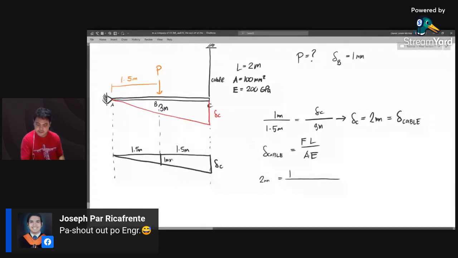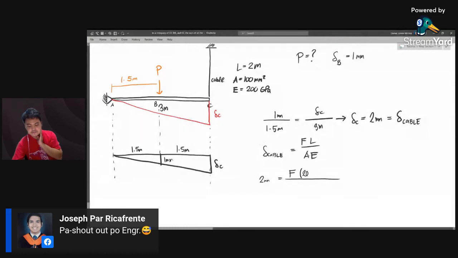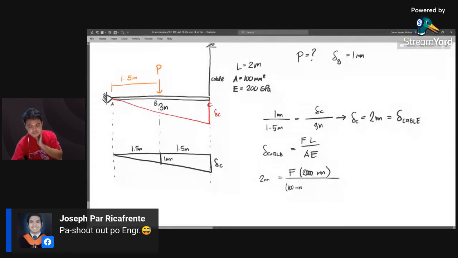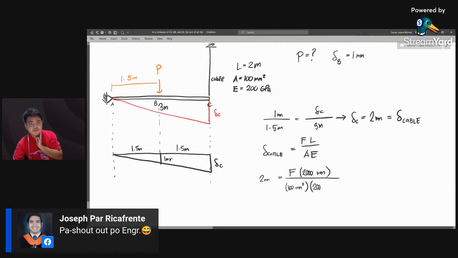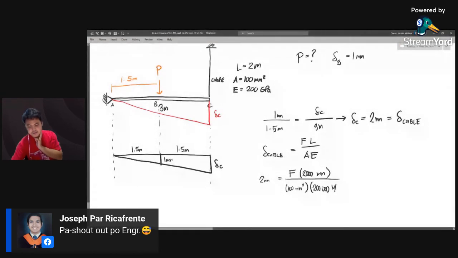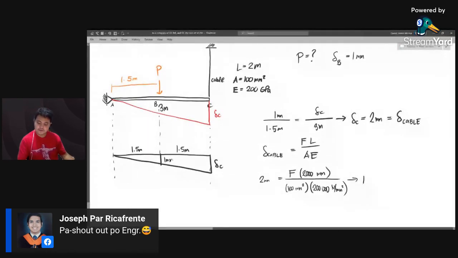We have the force in the cable, F, times the length of the cable, 2 meters, no? So gawin natin 2,000 millimeters. Convert lang natin. Then the area is 100 square millimeter. Then our modulus of elasticity na 200 GPa, pero we need to convert that into megapascal para Newton per square millimeter. 200,000 Newton per square millimeter, kasi gigapascal. Okay, we can solve for the value of F here.